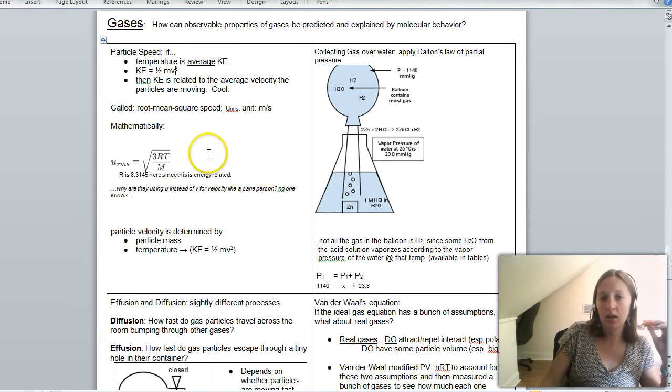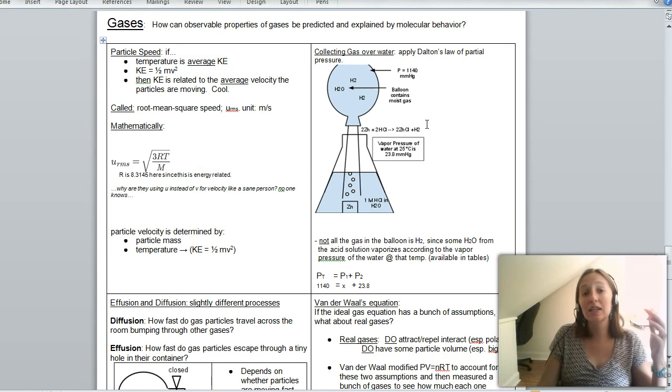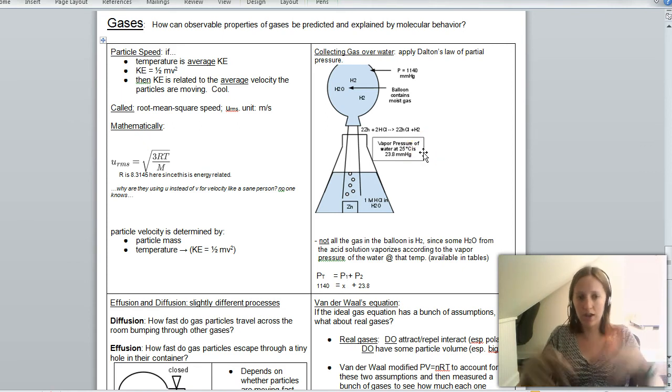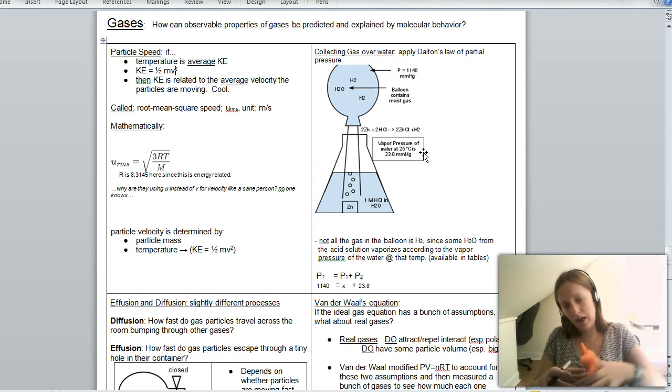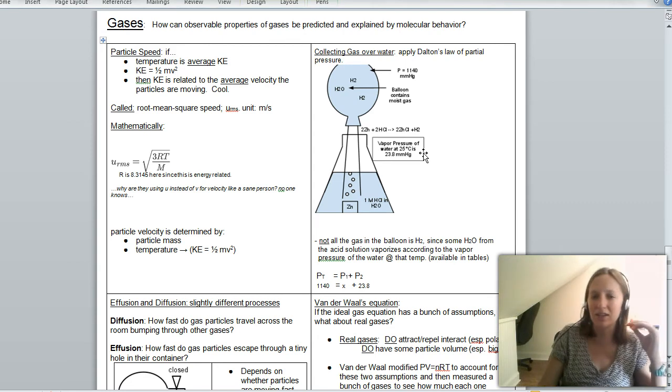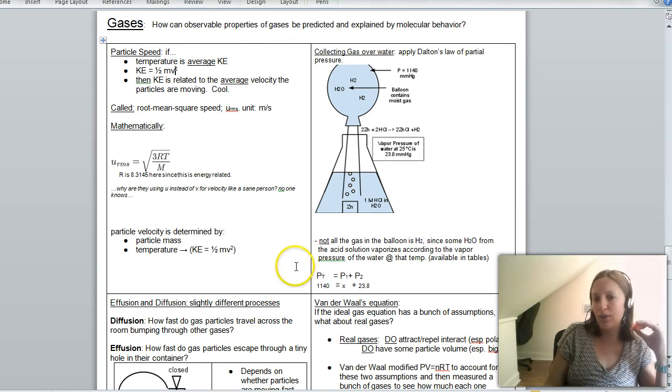And then next topic in our little potpourri of final topics is collecting gases over water. One way, actually a really good way to collect gas from a reaction is to have the reaction happening and have a tube in the water, and the bubbles come up through the water and then you collect them above, and then you don't accidentally get random air in there.